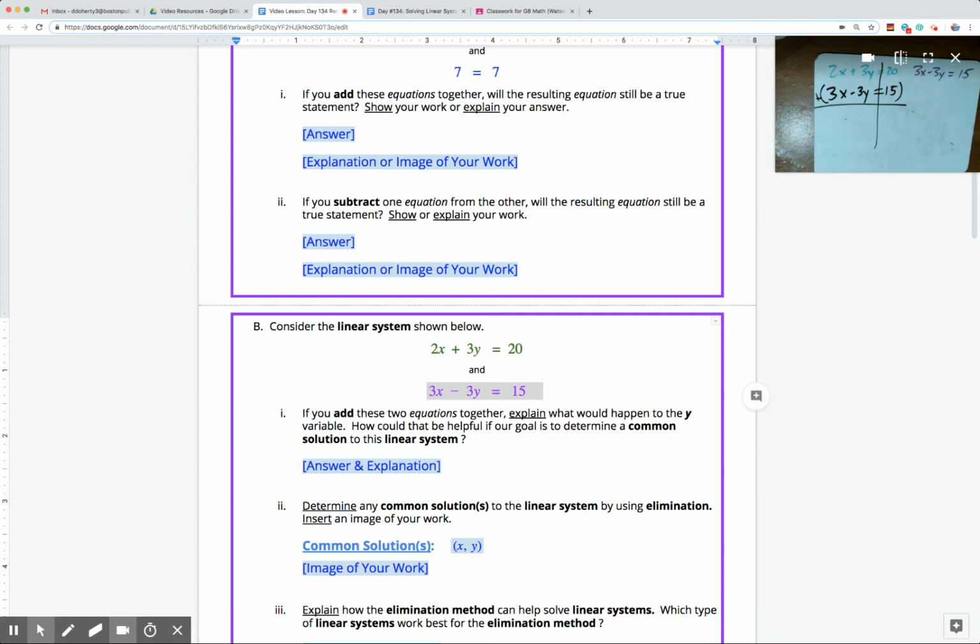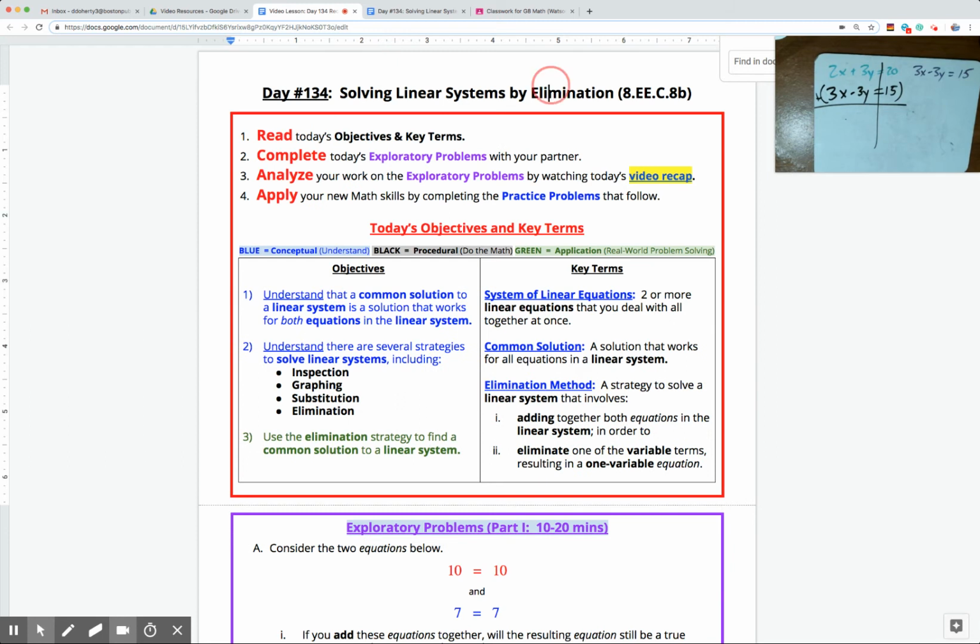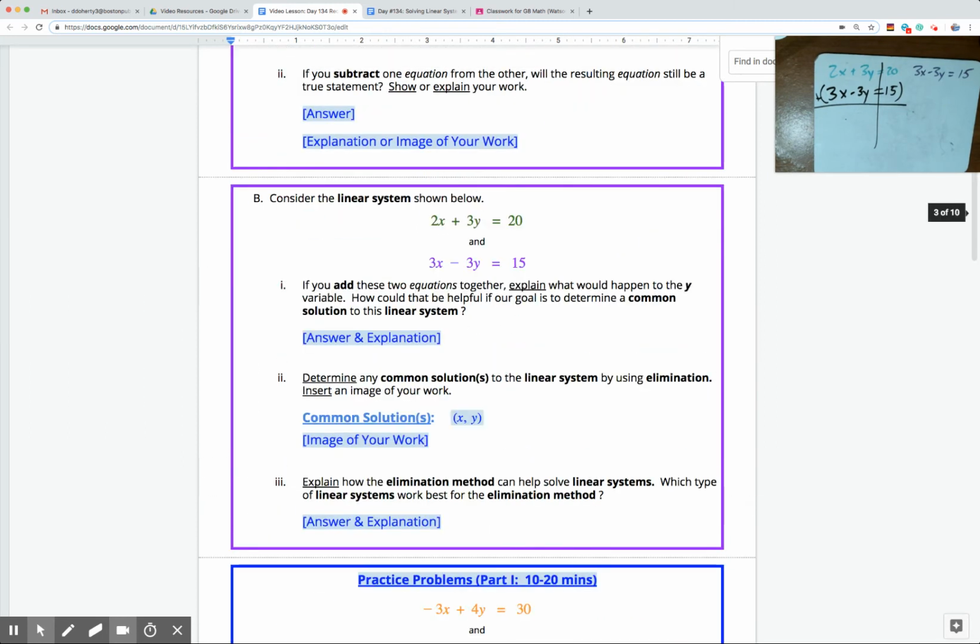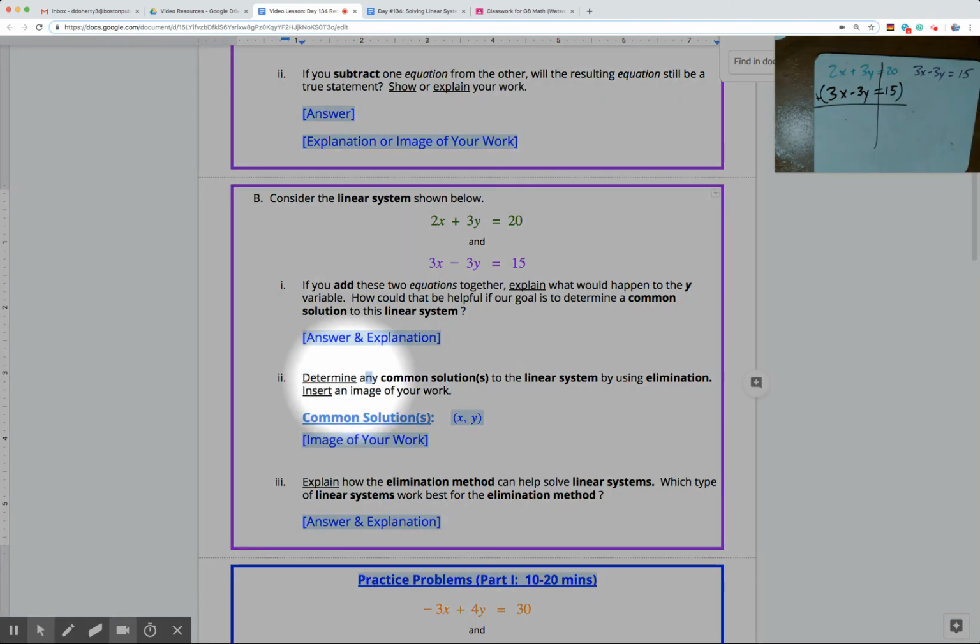So when we think for part 1 about how this could be helpful if our goal were to determine the common solution, we realize by adding these equations together, the y's are going to eliminate each other. Our big goal today, the elimination method, is going to leave us with just a one variable equation. Part 2 asked you to determine any common solutions by using this elimination method, adding equations together, and to show an image of your work.